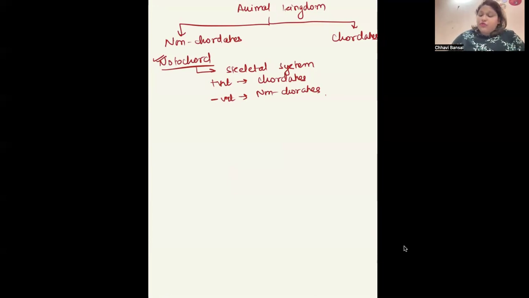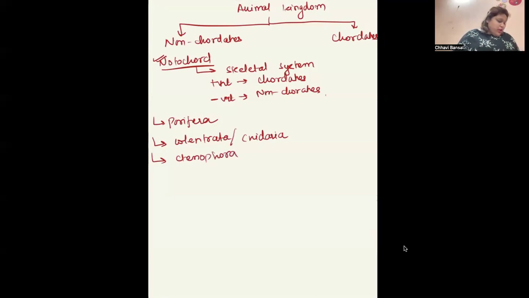So I'm going to name those phylums. First is Porifera. Second is Coelentrata, also called Nidaria. Third is Ctenophora. Next, fourth is, sorry, Platyhelminthes. Fifth is Aschelminthes.